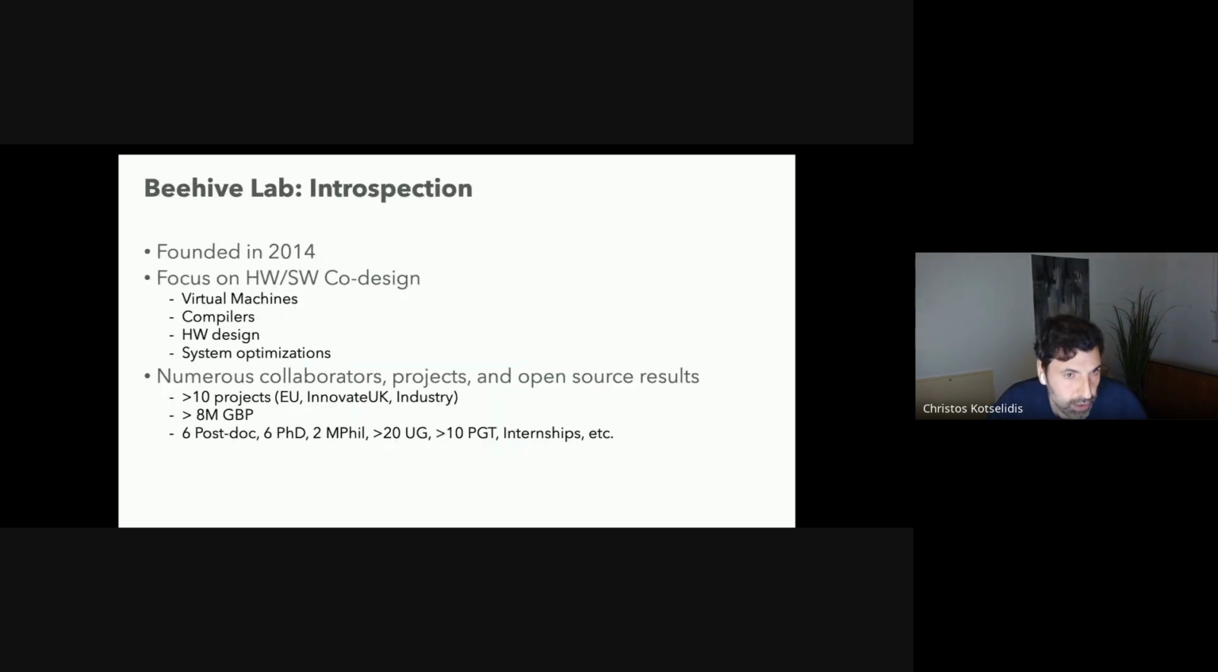So regarding our lab, which was founded in 2004, we do everything when it comes to system software, like virtual machines, compilers, hardware design, optimizations. Through this decade, we have been running over 10 projects from the European Commission, Innovate UK, or industrial grants, and our budget on average is around £800,000 per year. These are some numbers of how many postdocs, PhDs, and undergrads we have.